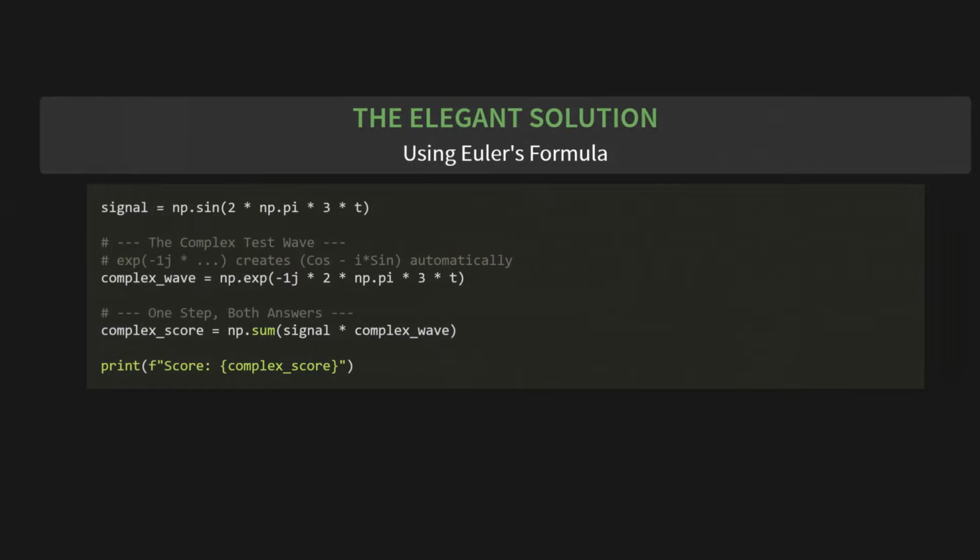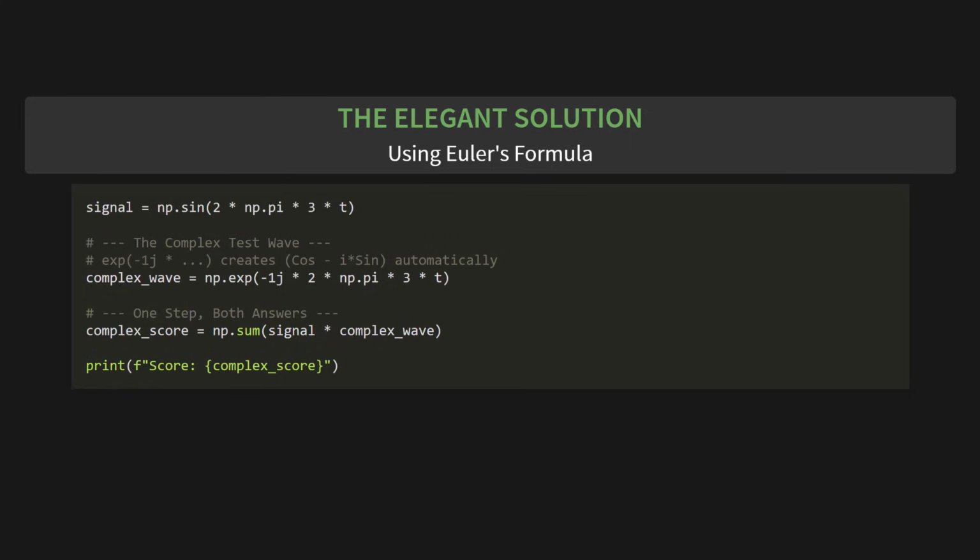Here is the truly elegant solution, using Euler's formula. Our signal is the same as before, that 3 Hz sine wave that used to break our machine. But this time, we create a single complex test wave. In NumPy, we do this using np.exp with a -1j. That small bit of code automatically creates the cosine minus i sine wave for us. It's brilliant. And then, in one step, we get both answers. We just multiply the signal by our new complex wave, sum it up, and we get a complex score. So what does it print? The score is 0 minus 500j.